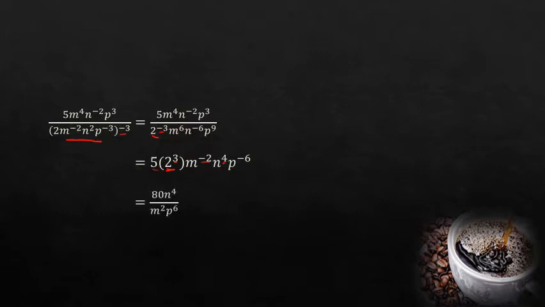So that's 9. So we simplify that further. 2 cubed, that's 8. Oh, this should just have been 40. So 40, only n has a positive exponent, so that remains in the numerator. And then for the denominator, that's m squared p to the power 6.